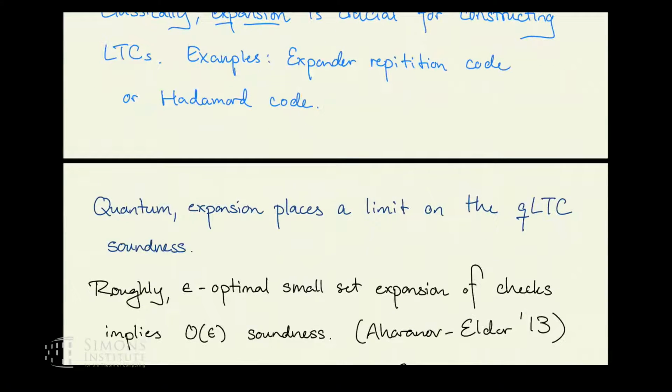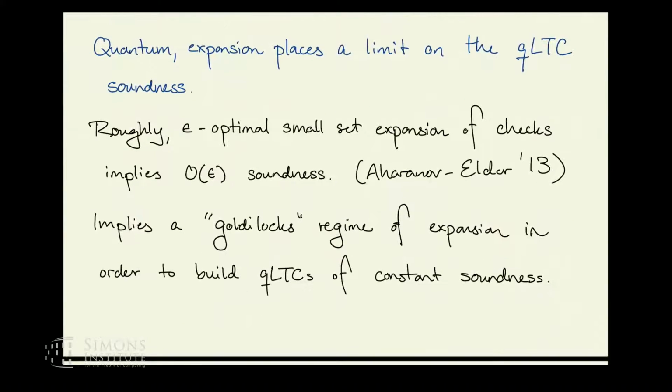To emphasize this result, there was a proof by Aharonov and Eldar in 2013 that said that if your quantum code is small set expanding and it's epsilon optimal, then it implies the soundness is bounded by epsilon. So the better you are at expanding, the worse the soundness of your code is. This comes from the interplay of the local indistinguishability property, the no-cloning theorem, along with expansion. It implies that if quantum locally testable codes exist, they have to come from some sort of Goldilocks regime of expansion.